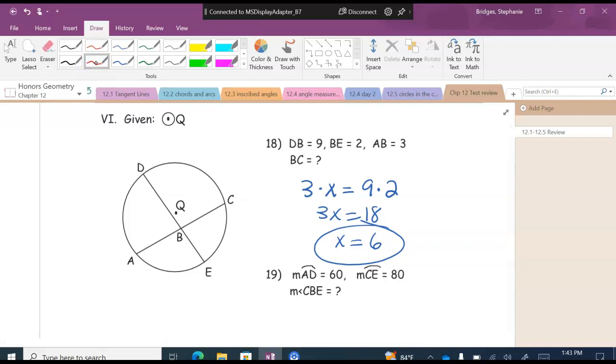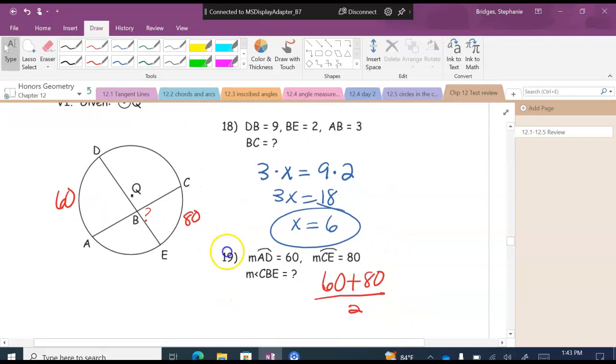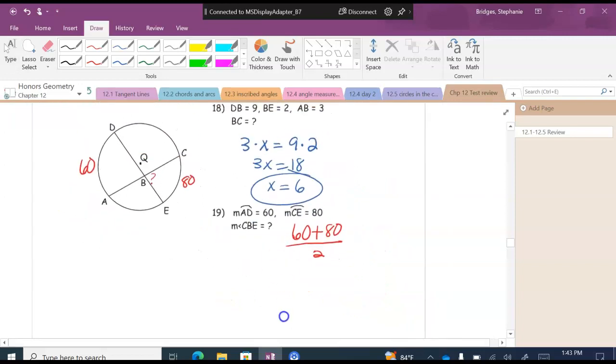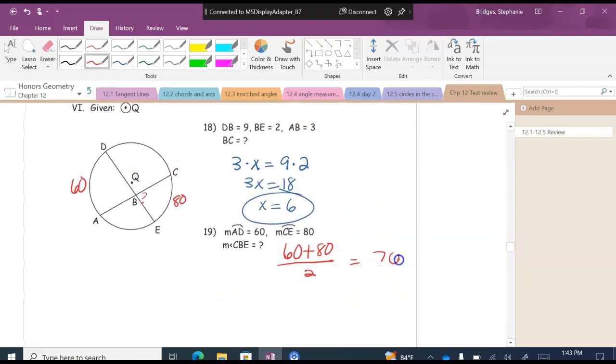It tells me arc AD is 60. It tells me arc CE is 80, and it wants me to find angle CBE. That's this angle right here. Is the angle inside or outside of my circle? Inside. So what do I do to my arcs if it's inside? Yep, so we're going to go 60 plus 80, and we're going to divide it by 2, which is going to give me 140 divided by 2, which is 70.